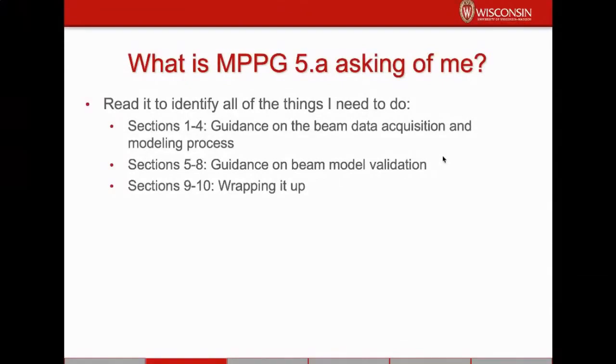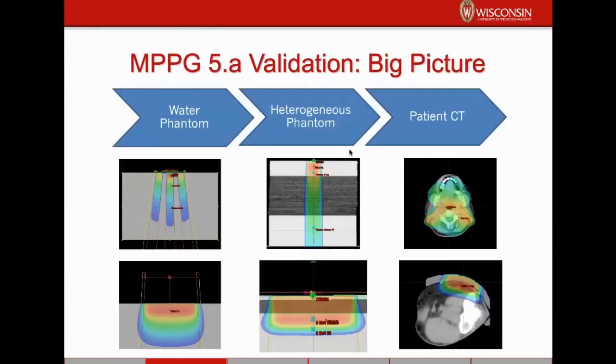One thing that really stood out to me is that our institution didn't really have a great beam model validation plan yet. And so sections 5 through 8 really seemed like they're going to be valuable. That's where I spent most of my effort in preparing for MPPG 5A, and most of this talk is dedicated to discussing those sections of the report. Finally, sections 9 and 10 are about wrapping it up, and that includes ongoing QA and documentation. There's some great advice in there on how to do those things.